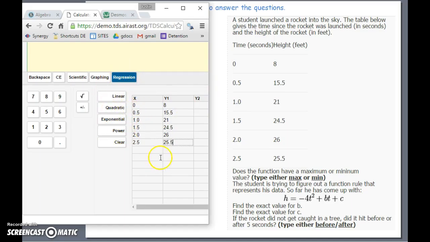Now regressions, what they do is they take data points and they create function rules for those data points. So it's important that you hit quadratic because you want the function rule for a quadratic. If you hit linear, you would get some linear function. If you hit exponential, you'd get an exponential one, but you want the quadratic. So we'll hit quadratic, and then you can see here that the coefficient in front of x squared is the same as what the student got, and now we know what B and C are, 17 and 8.